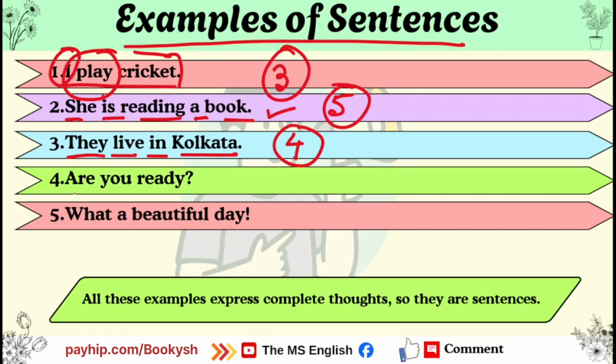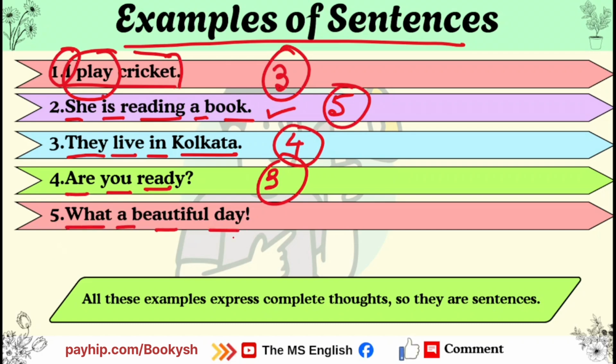Are you ready? Here we can see that this sentence has been formed with three words. So it means, are you ready? This has a complete thought. You are asking someone, are you completely prepared? Are you ready? What a beautiful day.